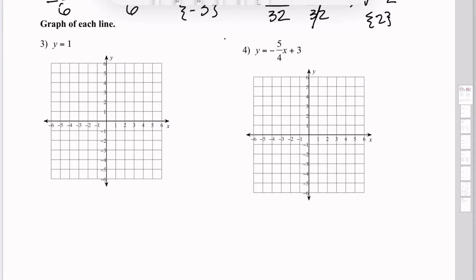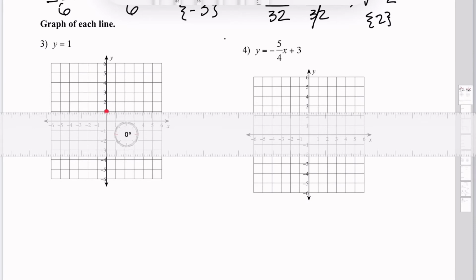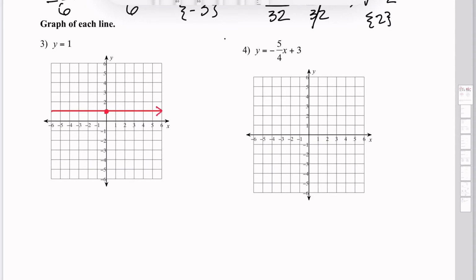Question 3, we want to graph y equals 1. Notice how there is no x value, meaning your slope is 0. So you want to locate 1 on the y-axis, and you're just going to draw a straight line through and connect. It's a perfect horizontal line at y equals 1. And that's all we do there.